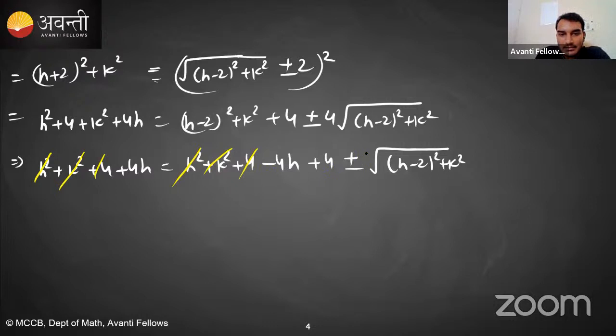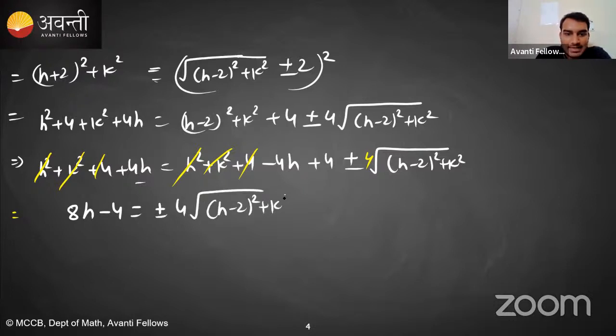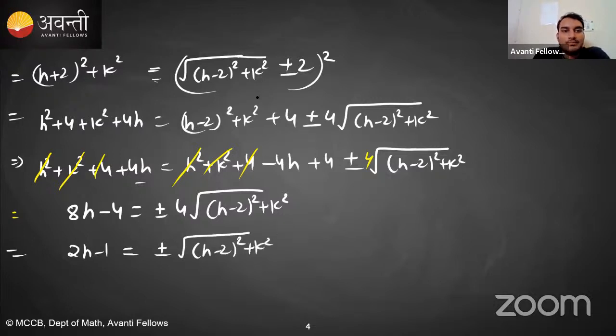Plus 4, and plus minus 4 here. So what are we left with now? We are left with 4h and minus 4h, which is 8h, and this 4 comes on the LHS and becomes minus 4, equal to plus minus 4 times under root of (h minus 2) whole square plus k square, which is nothing but, taking the 4 common, 2h minus 1 is equal to plus minus under root of (h minus 2) whole square plus k square.